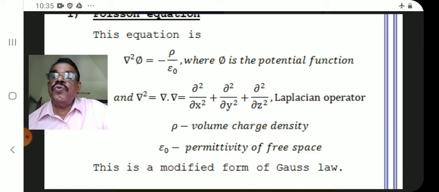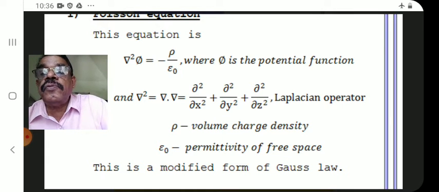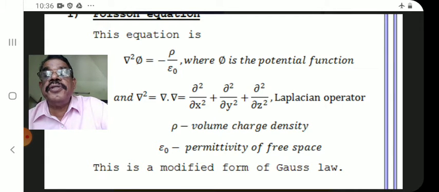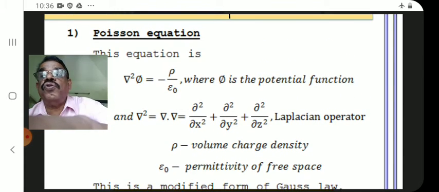In this equation, del square is del dot del, equal to dou square by dou x square plus dou square by dou y square plus dou square by dou z square. You studied this second degree three-dimensional differential operator. Rho is the volume charge density, and epsilon 0 is the permittivity of free space. And you note the Poisson equation is a modified form of Gauss law.